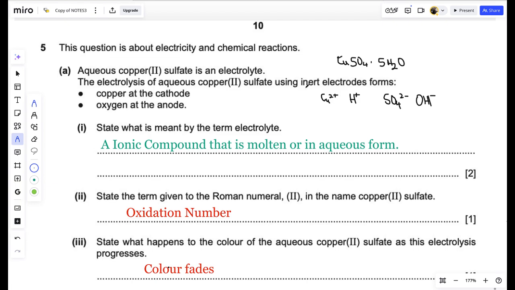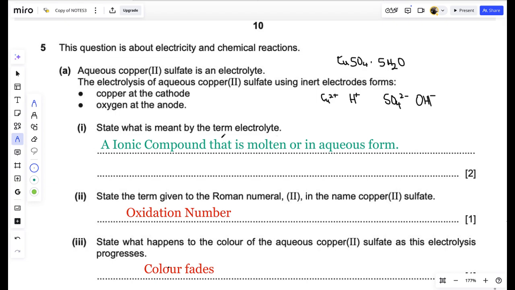These are inert electrodes, so we use inert electrodes. The electrode itself will not erode or participate. It will just be like a catalyst or something like that. Okay, so now this is what we have. These are the ions. It says: state what is meant by the term electrolyte.